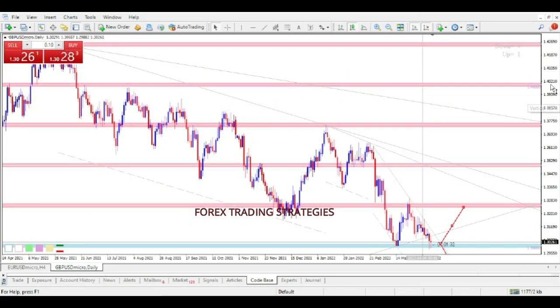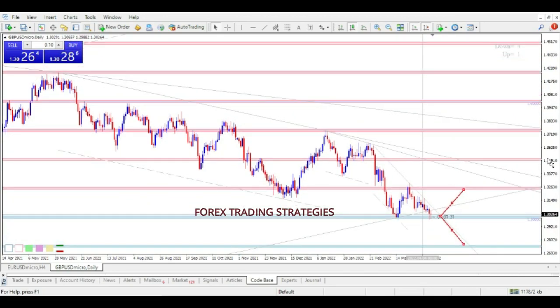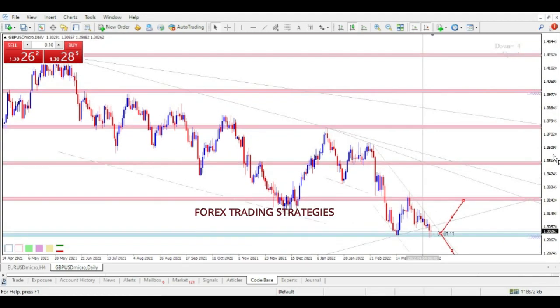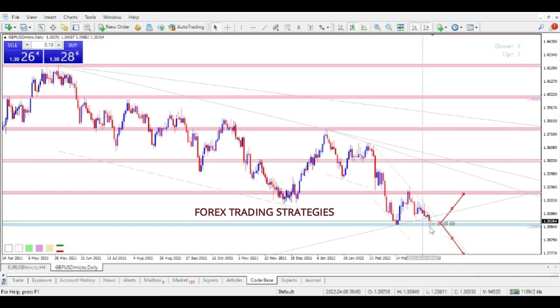If we drop down to the daily, you can see what's happening. This is probably Friday, and today is Monday. You see we have 2 week rejections there on the zone, 1.3000. So we have 2 week rejections here on the daily time frame.